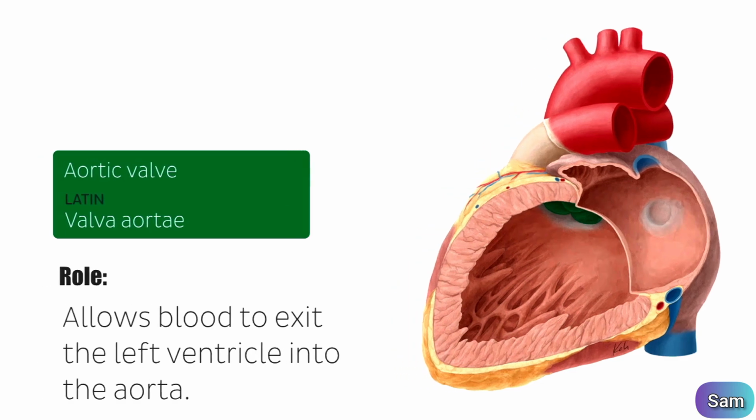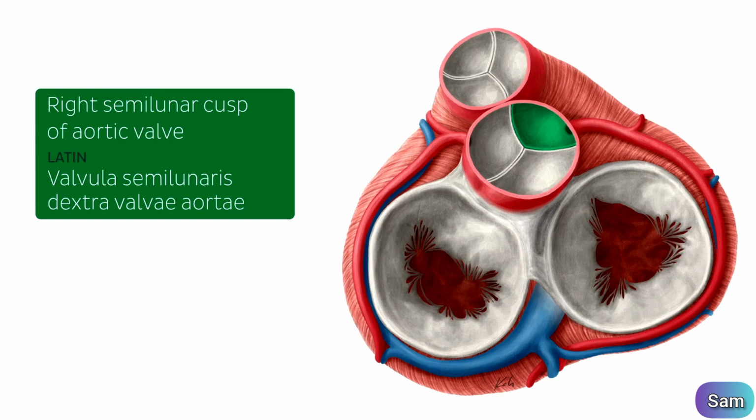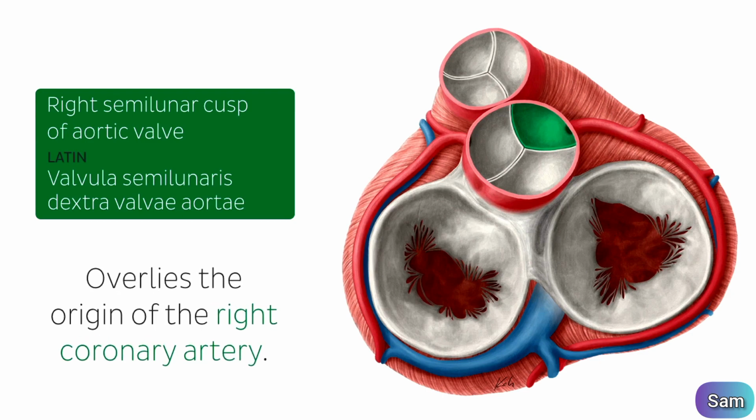Knowing that, we're going to move on and talk about the different cusps of the aortic valve. We're now highlighting the right semilunar cusp of the aortic valve. This is one of the three cusps that regulate blood flow from the left ventricle into the aorta and prevent the blood from flowing backwards during diastole. Now this right semilunar cusp overlies the origin of the right coronary artery, which you can see here. So this is the right coronary artery and the origin or the opening here.